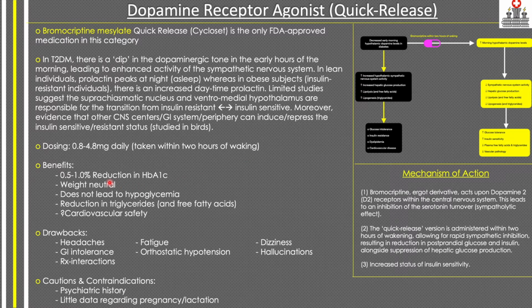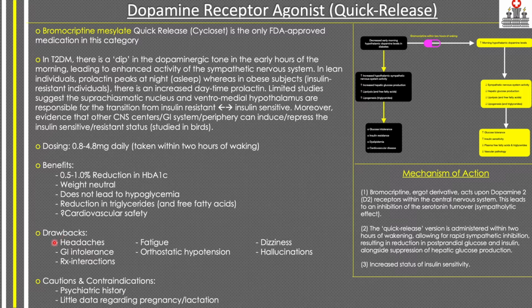So some benefits of taking this class of medications: it appears to have a modest reduction in A1C of about 1.0%. It is weight neutral. As we've discussed, it's always an important consideration whether a drug increases the weight or not. It does not lead to hypoglycemia. It leads to a reduction in triglycerides and free fatty acids, so a favorable lipid profile. And even one study has demonstrated a near 40% reduction in cardiovascular outcomes. Of course, from one study, we can't conclude that this is a cardiovascular safe medication, but we can suspect this, and through further studies, perhaps it will concur with this finding.